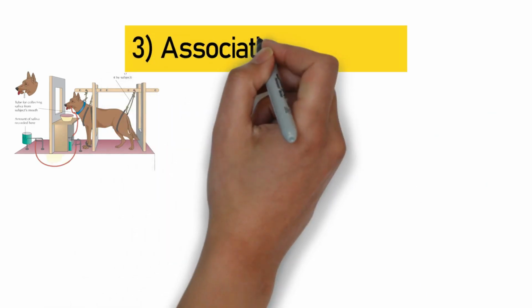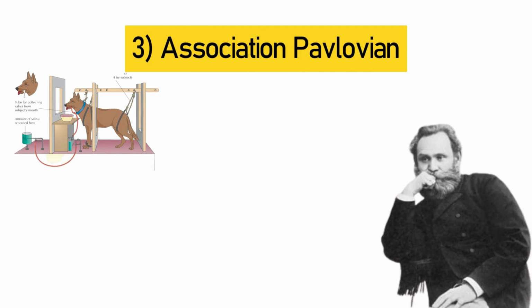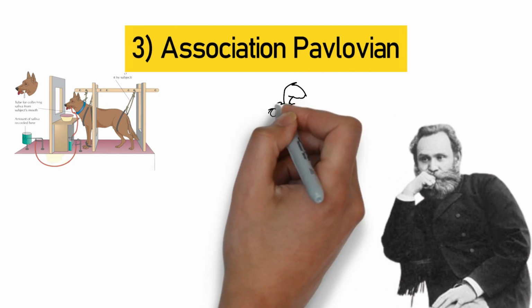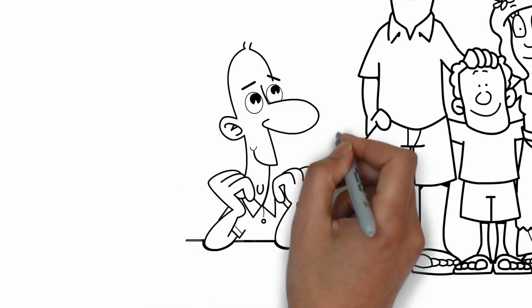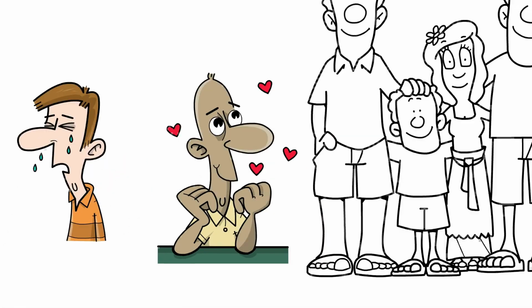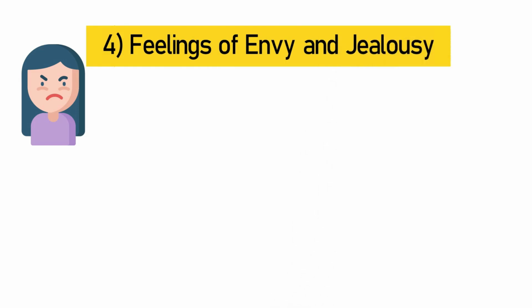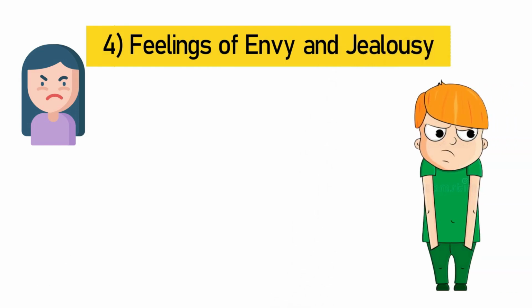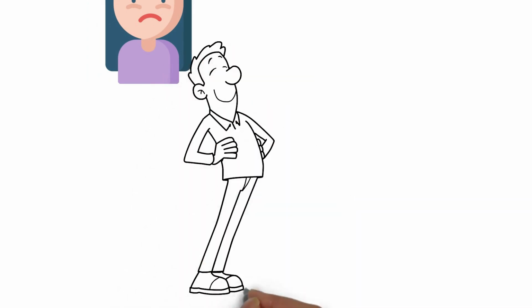Number 3, association, Pavlovian. Ivan Pavlov demonstrated that animals can respond to associated objects as well as direct incentives. Remember the famous dog salivating at the ring of a bell. Humans are similar in that they can experience positive and negative emotions in response to intangible objects, with the emotions stemming from past associations rather than direct effects. Number 4, feelings of envy and jealousy. Humans have a tendency to be envious of those who have more than they do and want to get what is rightfully theirs.